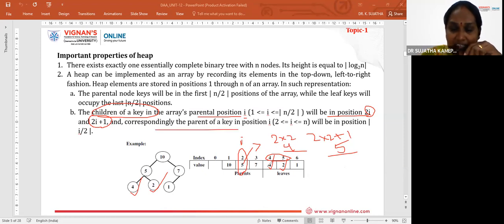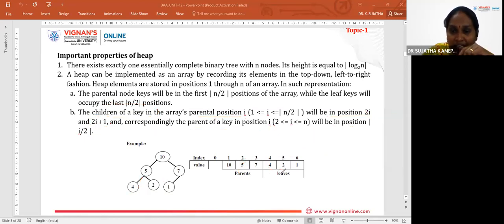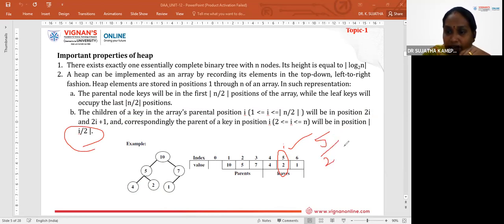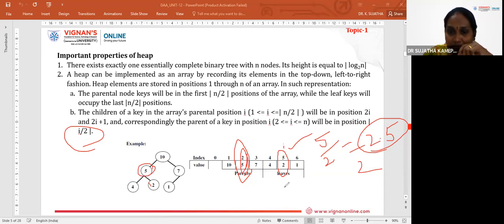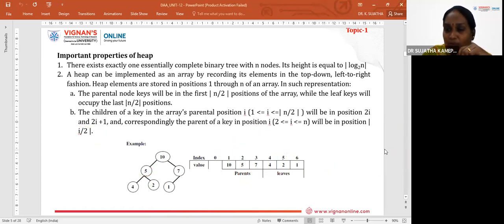Right. Now correspondingly, the parent of a key in position i will be present in position i/2. So if a child node is present in position i, then its parent will always be present in position floor(i/2). That is 5/2 position. What is 5/2 here? When I am rounding down, its value becomes 2. Now its parent is present in the 2nd position. The parent of 2 is 5, which is present in the 2nd position. So if the parent is present in the ith position, then its children are present in either 2i or 2i+1 position. If a child is present in the ith position, then its parent is definitely present in the floor(i/2)th position. Right. So these are the major properties of heaps.